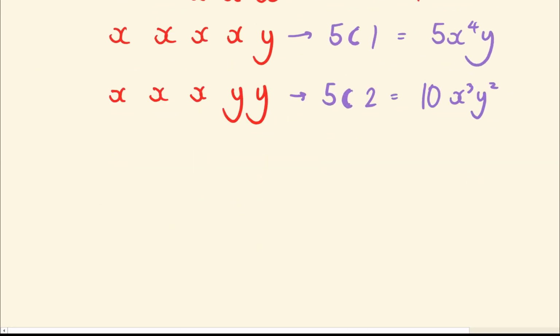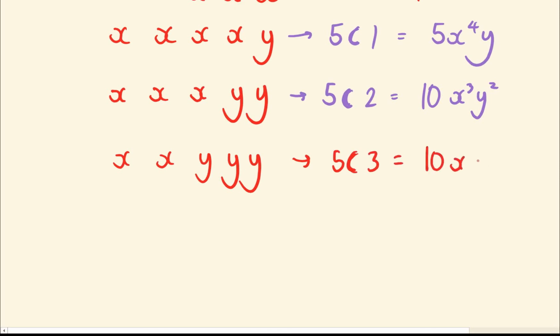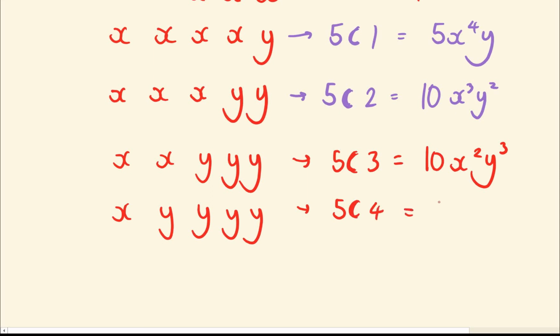And we keep going. My next term is 2 x's and 3 y's. So for that, we can have 5 choose 2 or 5 choose 3, and that will also be 10. So you'd have 10x squared y cubed. Then we get into the end. So if we have 1 x and 4 y's, that is now 5 choose 4 or 5 choose 1. Either way, that is 5. So it's 5xy to the 4.